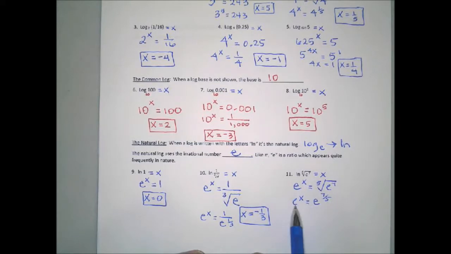And now I have common bases. So e to the x equals e to the 7/5, which means x must equal 7/5.